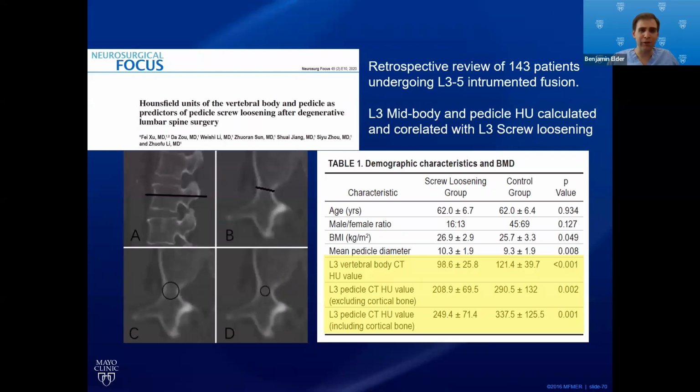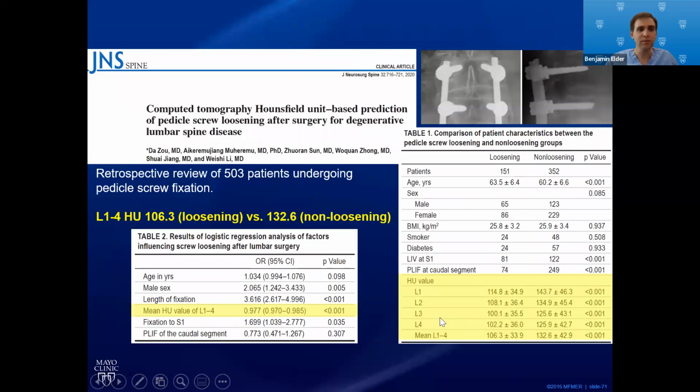This was a retrospective review of 143 patients who underwent L3 to 5 instrumented fusion. And they found that in the patients who had screw loosening, they had significantly lower Hounsfield units in the L3 vertebral body, the L3 pedicle, as well as the L3 pedicle and vertebral body, including cortical bone. Again, the Hounsfield units, when we look at cortical bone, get significantly higher.